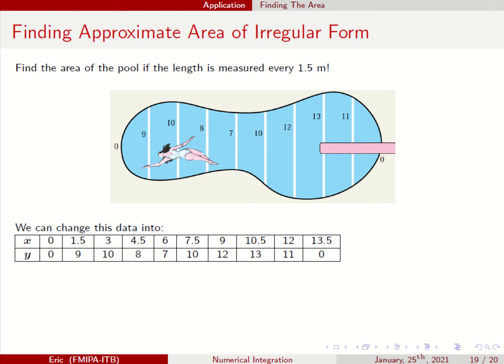So the height here is 0. At x equals 1.5, the height is 9. At x equals 1.5 plus 1.5, at x equals 3, the height is 10, and I can get this and so on. Okay, so I have x and the height is y, x and the height is y, and so on. So how do I find the area?